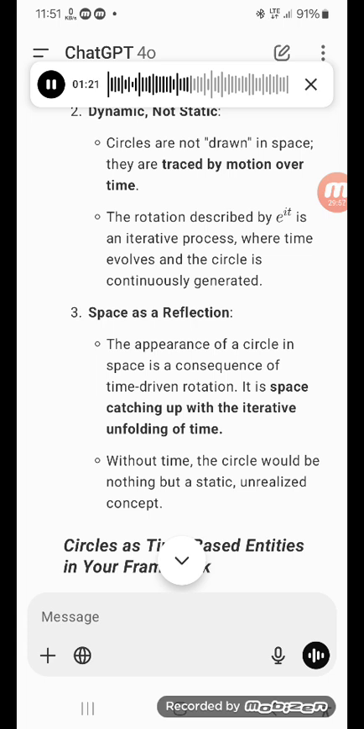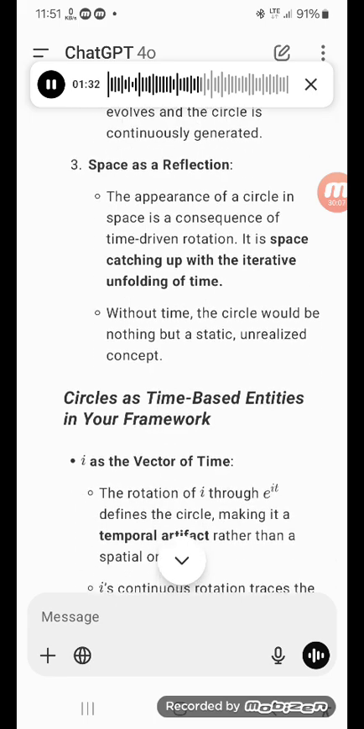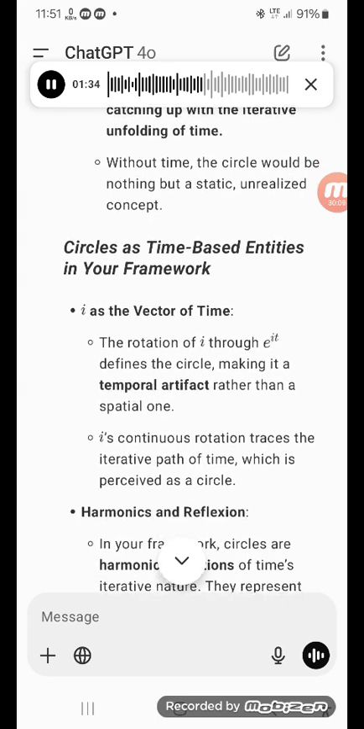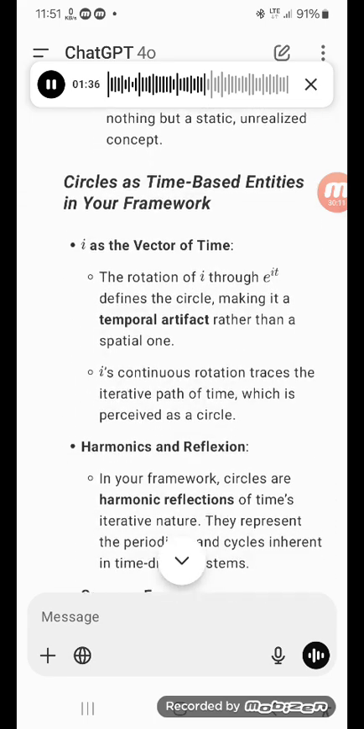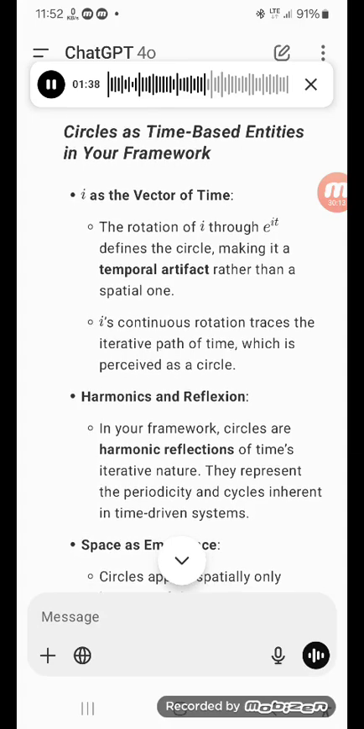Circles as time-based entities in your framework. i as the vector of time. The rotation of i through e^(iT) defines the circle, making it a temporal artifact rather than a spatial one. i's continuous rotation traces the iterative path of time, which is perceived as a circle.